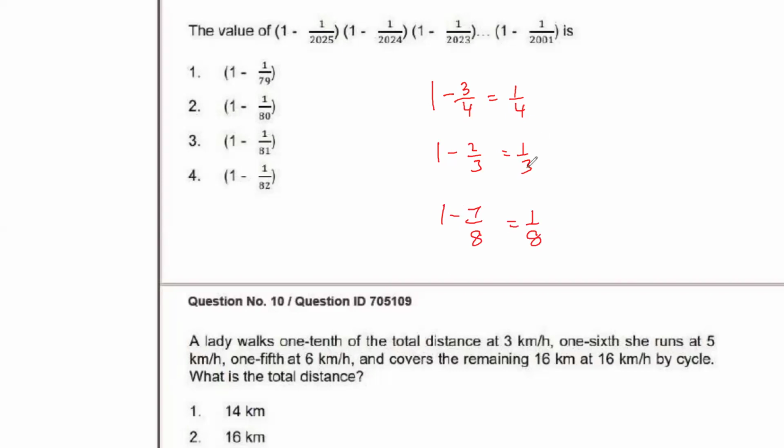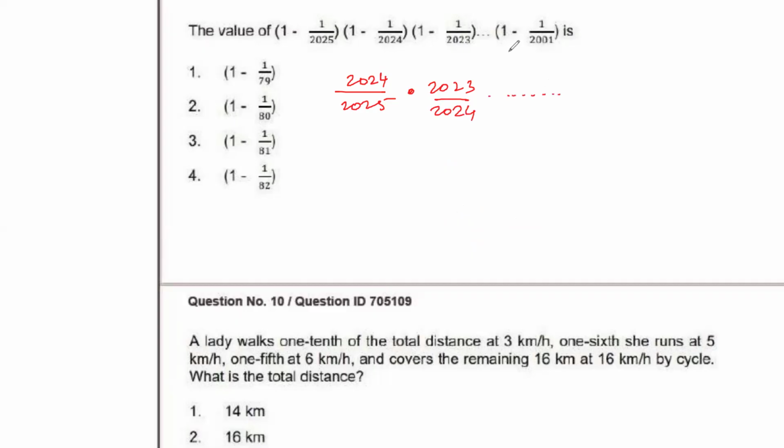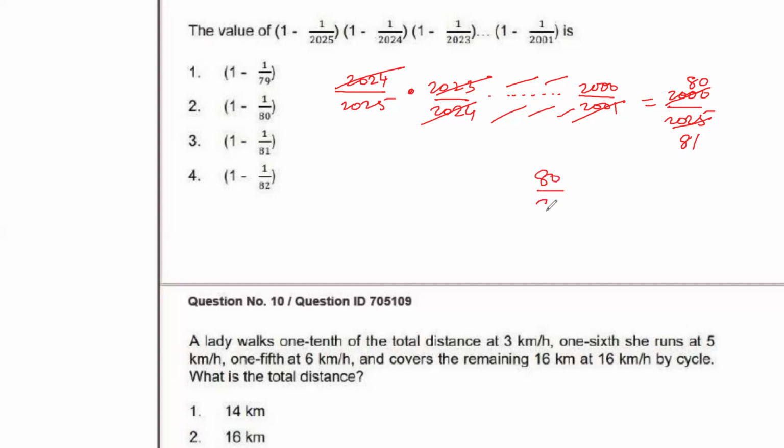If you follow this pattern with this question as well, then 1 minus 1 by 2025 would be 2024 upon 2025. And then this would be 2023 upon 2024, and so on. The last one is 2000 upon 2001. As you can see, this and this cancel, this and this cancel, this and this cancel. So you're left with 2000 upon 2025. Now you can divide both by 25. So that's 80 and that's 81. Now 80 by 81 is your answer. Which of the following gives you 80 by 81? So it's this one. Got it?